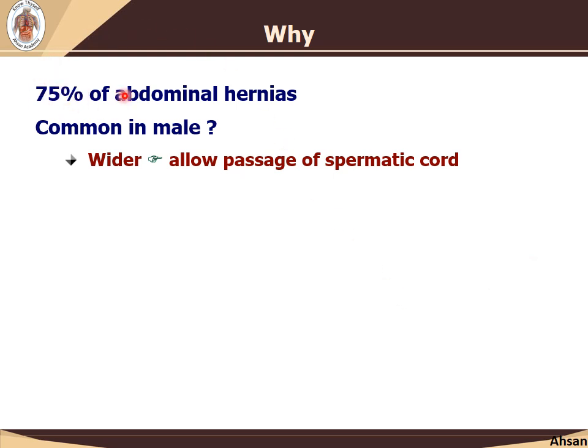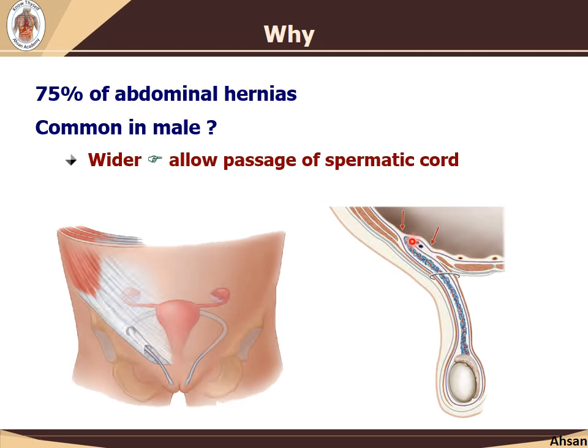Already we have discussed that of abdominal hernias, 75% are inguinal hernia, and it is common in males because the canal is wider, allowing the passage of the spermatic cord. So this is common in males, and in females a narrow structure is passing, which is known as the round ligament of the uterus.